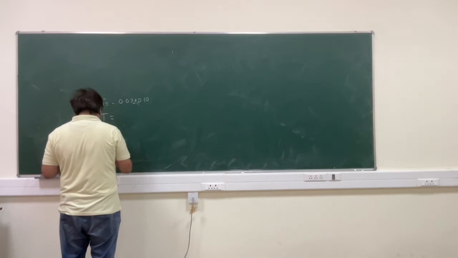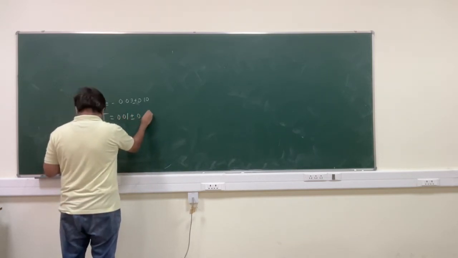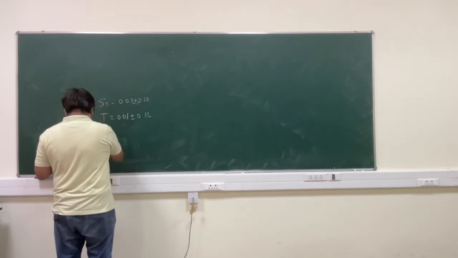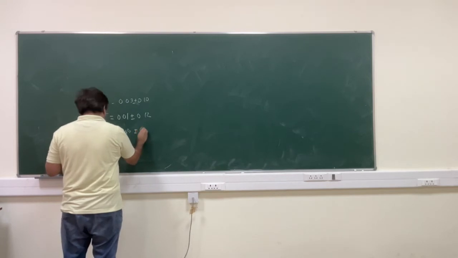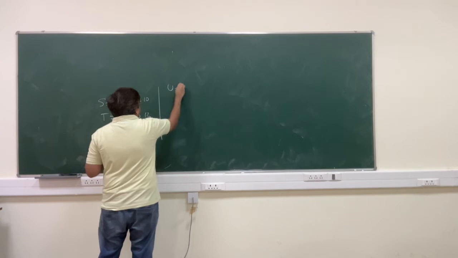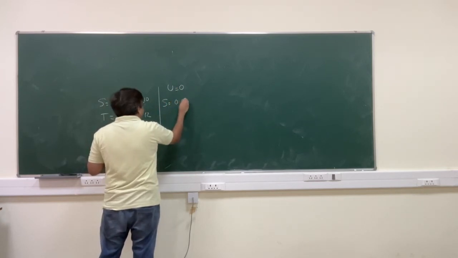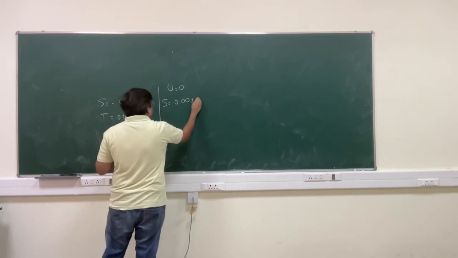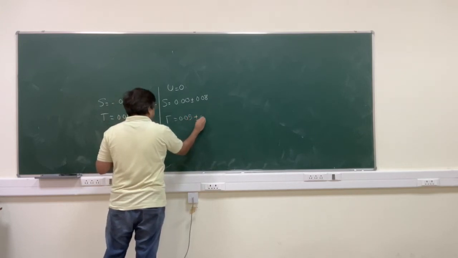Let me write the values: 0.01 plus or minus 0.12, and U is equal to 0.5 plus or minus 0.10. Typically you choose U equal to 0, since these are only logarithmically effective. So in that case, S is close to 0.08, and T is equal to 0.05 plus or minus 0.06.